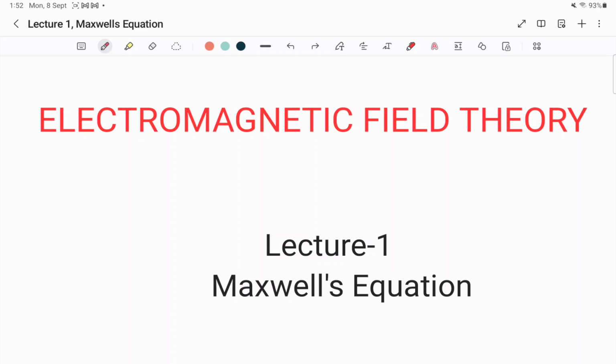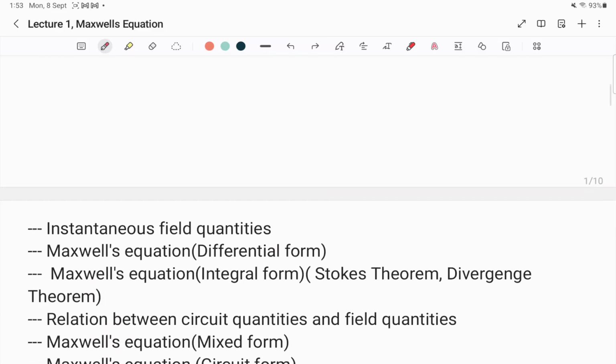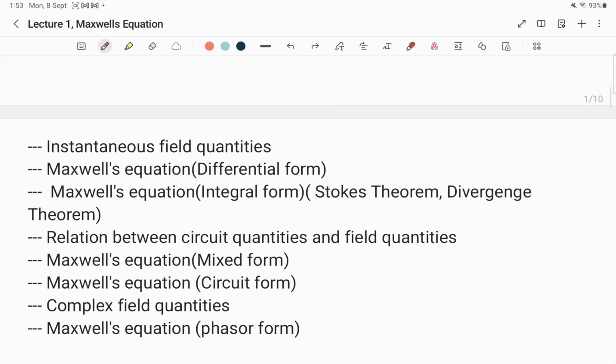So, as we all know, there are 4 different types of Maxwell's equation, which are based on 4 different laws. The first law is Faraday's law. The second one is Ampere's law. The third law is Gauss's law for electrostatics. And the fourth law is Gauss's law for magnetostatics. So we are going to see all these 4 Maxwell's equations in different forms. Basically in this lecture, I am going to cover these many topics.